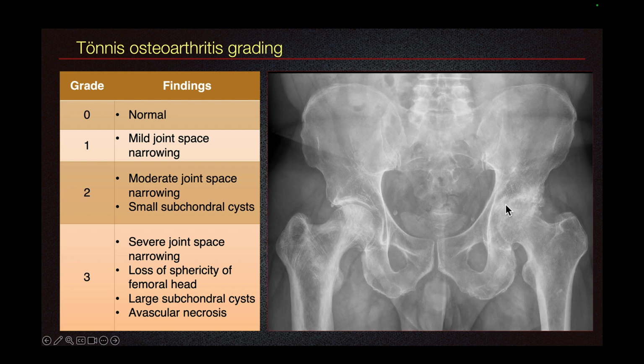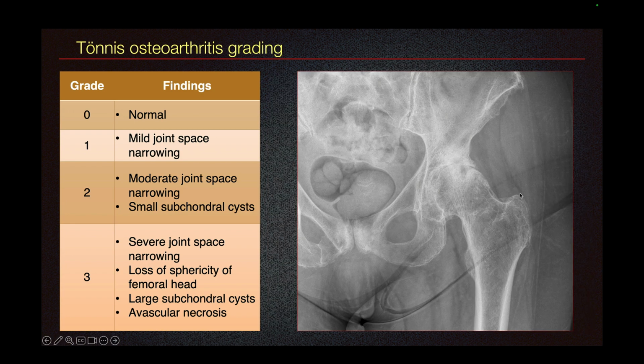In this case, there is complete loss of joint space and the lucency in the femoral head. This represents subchondral cyst, and we can also see sclerosis in the acetabulum. So this is grade 3. Here, there is complete loss of joint space, and there are subchondral cysts on the femoral head and acetabulum. There is also subchondral sclerosis. So this is also example of grade 3.